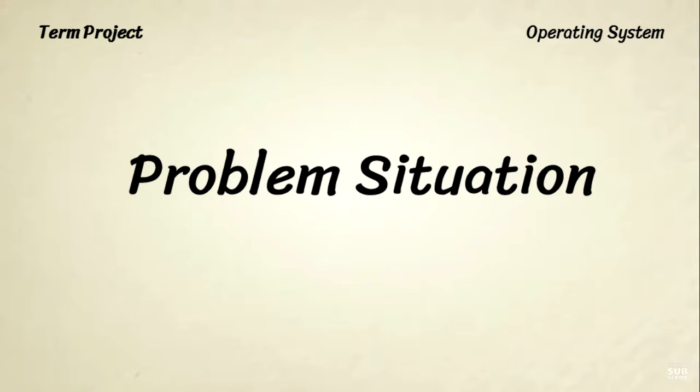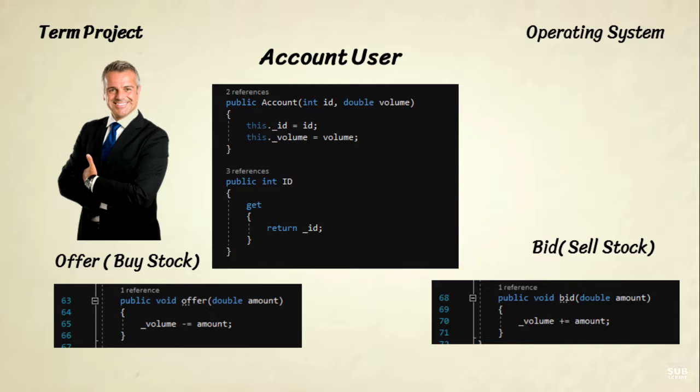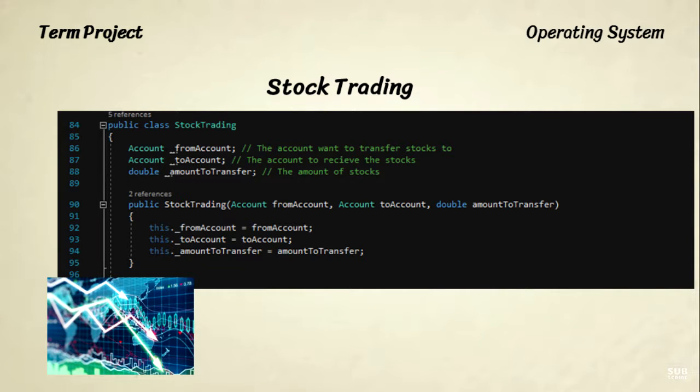A problem situation. First of all, our code creates a class called Account with two properties: the account ID and the volume of stock. The class has two methods: offer, which adds stock to the account, and bid, which sells stock out of the account. Then we have another class, StockTrading, like a stock market. This class is responsible for transferring stock between two accounts.